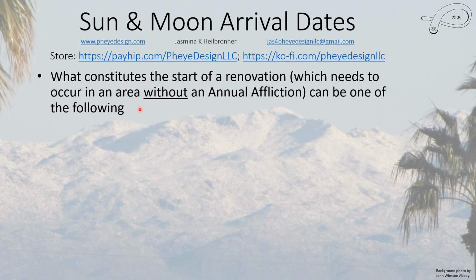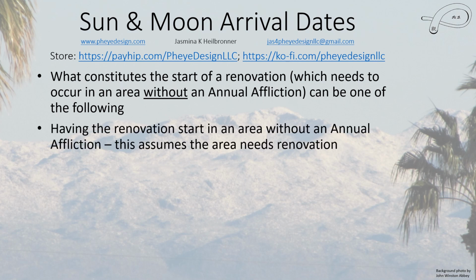Now, what constitutes a start of a renovation can be one of the following, and this is where you start in a place without the annual affliction. You could have the workers who are going to do the renovation, and that could be you too, start in an area that does not have an annual affliction and then just move on. Now, this assumes that both areas need renovation. If you are paying for this, I wouldn't add another section of your house to be, quote unquote, renovated if it doesn't need it, because that's a waste of money.